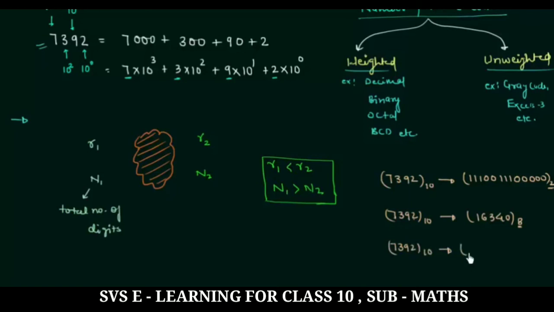Now we will represent the same quantity in hexadecimal. In hexadecimal it is equal to 1CE0. This is in hexadecimal. Now there is one important thing that you can see. Here we have 4 digits, and in this case also we have 4 digits. So we can say that N1 is not strictly greater than N2, but they can be equal.